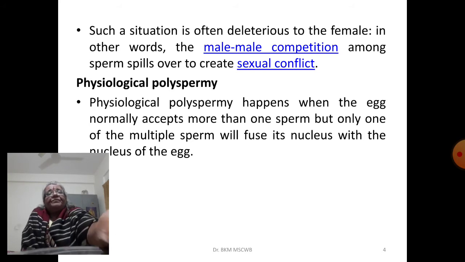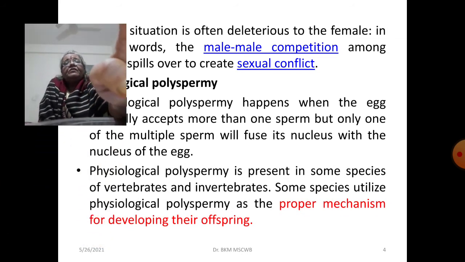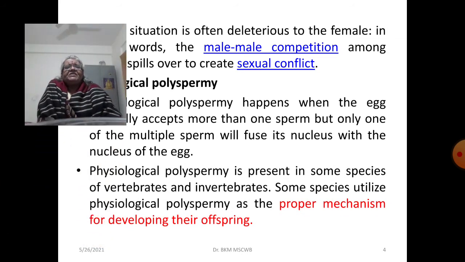Now, this physiological polyspermy is present in many species of vertebrates and invertebrates. Some species very cleverly utilize this physiological polyspermy as the proper mechanism for developing their offspring. So they take physiological polyspermy to their advantage. One sperm will fertilize the ovum and the others will help in a nursing function. So proper development of the embryo takes place because of the contribution from other sperms.